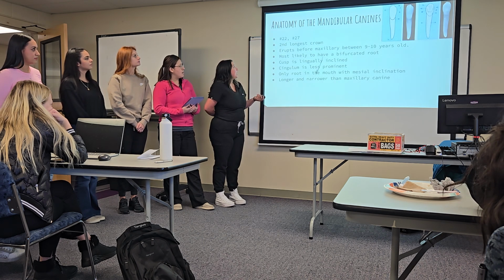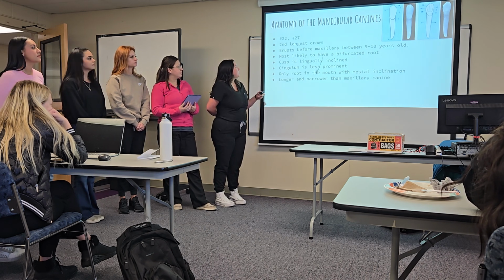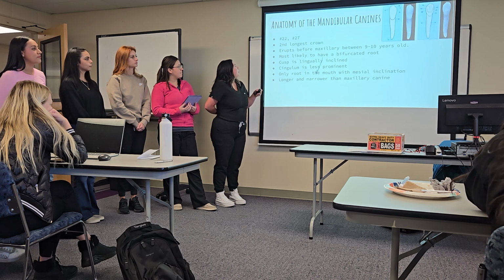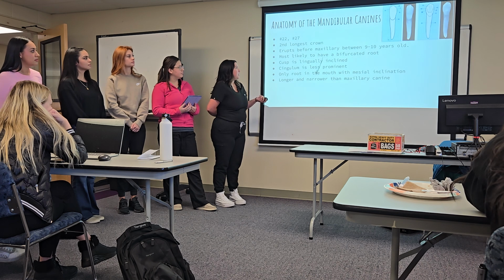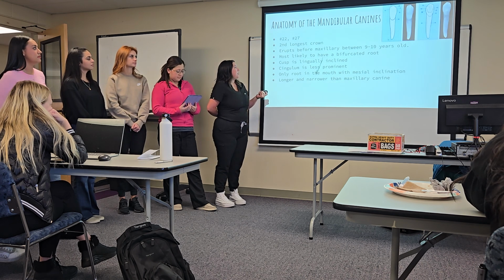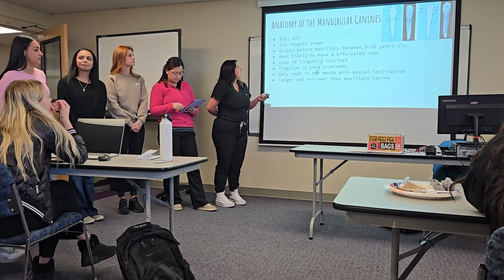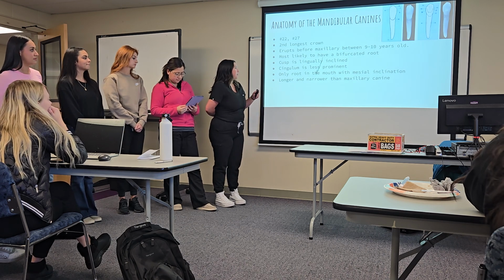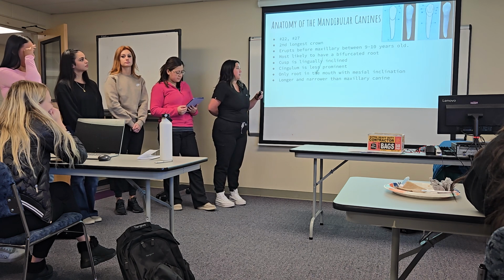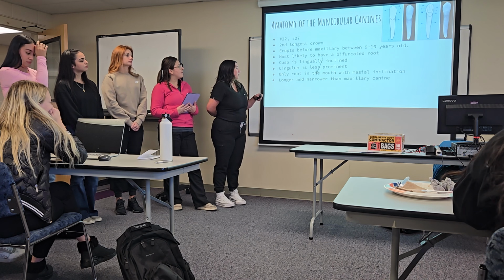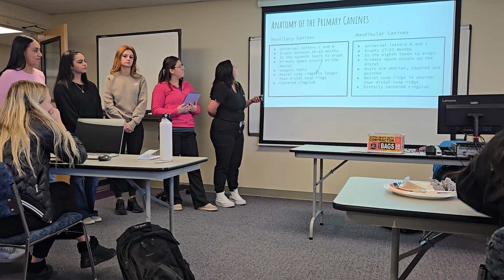For the mandibular canines, the universal numbers are number 22 and 27. This tooth has the second longest root in the mouth. The mandibular canines erupt before the maxillary, from ages 9 to 10. This tooth is most likely to have a bifurcated root, and the cusp is lingually inclined. On this tooth, the cingulum is also less prominent, and it is the only root in the mouth with a mesial inclination instead of distal. And this tooth is longer and narrower than the maxillary canine.